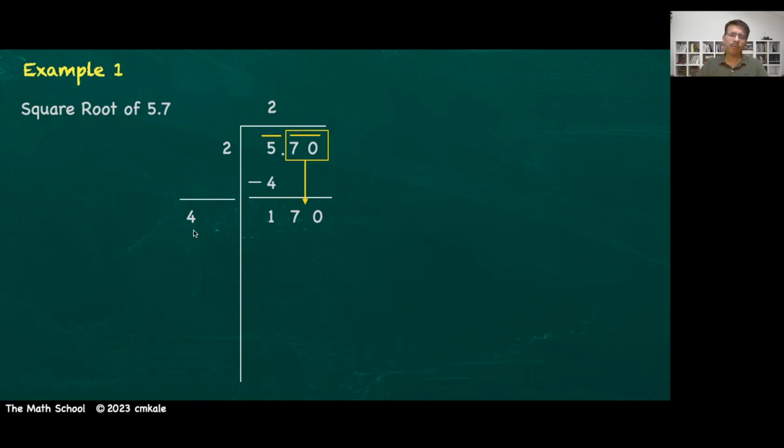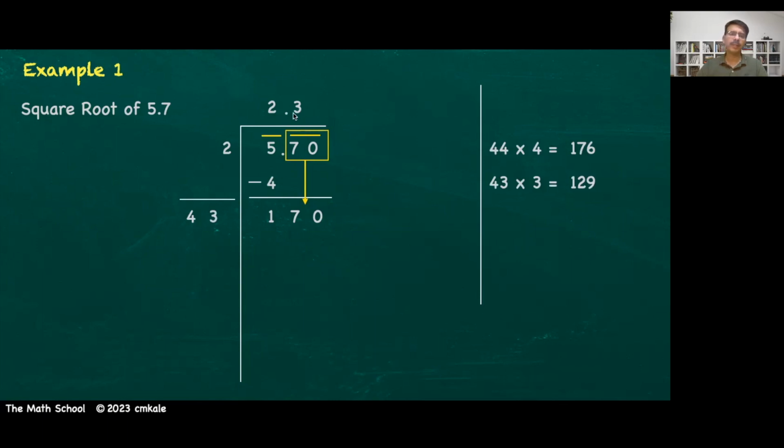We know that 40 into 5 is 200, and this number is close to 200. So we can try something like 4 or 5. Let's try 4. So we will go with 44 into 4, which gives us 176. And 43 into 3 gives 129. So 3 is our number because 176 is greater than 170. So we need to go with 3. Let us put 3 here and 3 here.